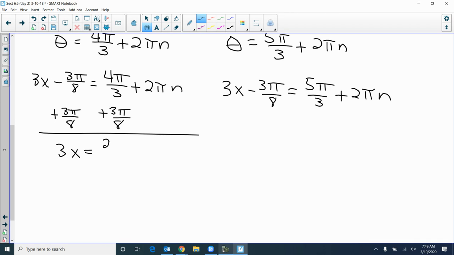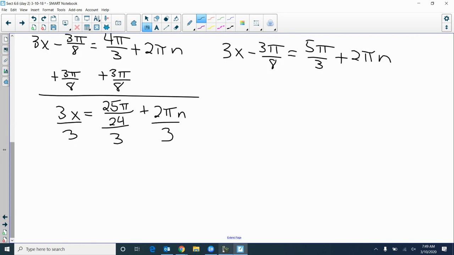So 25 pi over 24, and then plus 2 pi n. Divide by 3. Everything. Divide by 3. These aren't going to be nice answers, but that's okay. X equals. All right, what's 25 pi over 24 divided by 3? 25 pi over 72. 25 pi over 72 plus 2 pi over 3 n. And then over here, add 3 pi over 8.